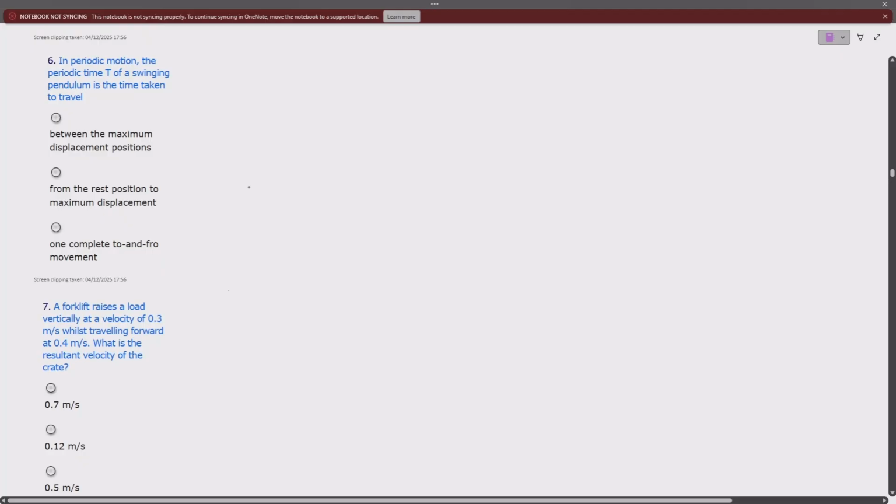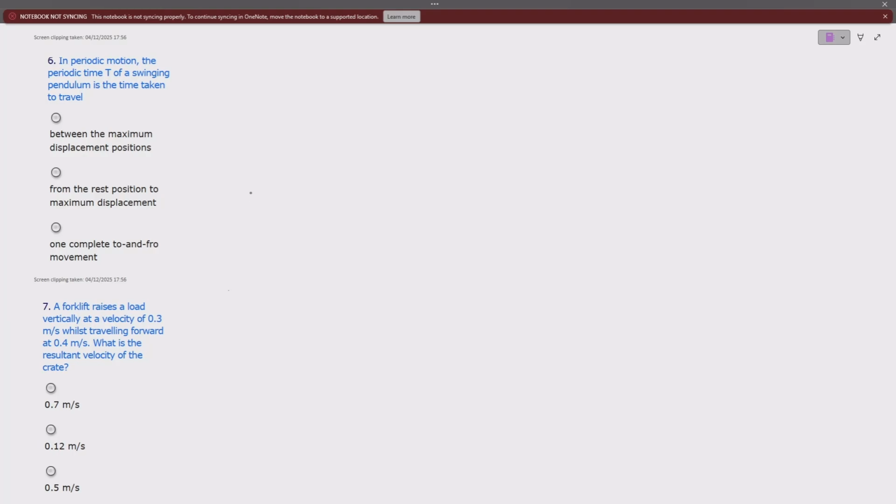Number 6. In periodic motion, the periodic time t of a swinging pendulum is the time taken to travel one complete to and fro. If you have a pendulum, this is a free body diagram. When the pendulum swings to the maximum point and back there, that is a period t.